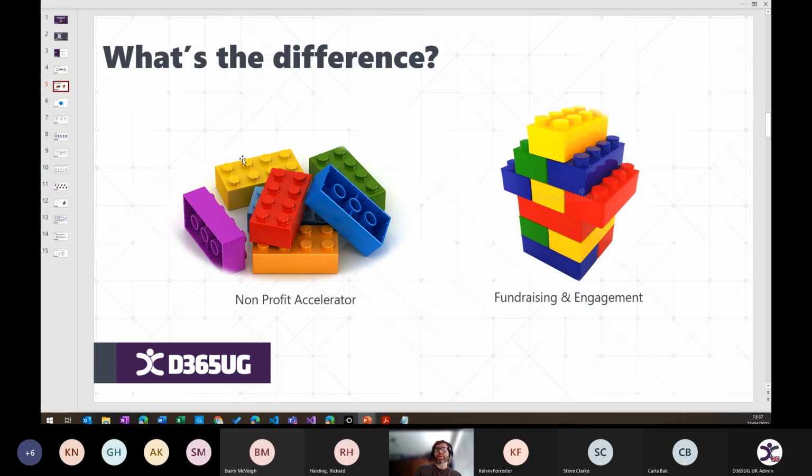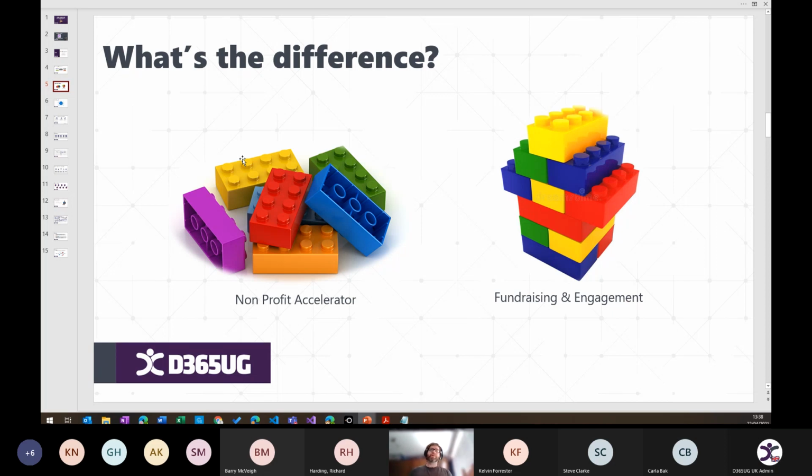Fundraising and Engagement is actually a product that Microsoft have built on top of the non-profit accelerator. What they've done is take the non-profit accelerator as a base. They then added functionality to enhance certain areas of it, actually creating some business processes or some more complex user interfaces to handle things like donations in a slicker format.